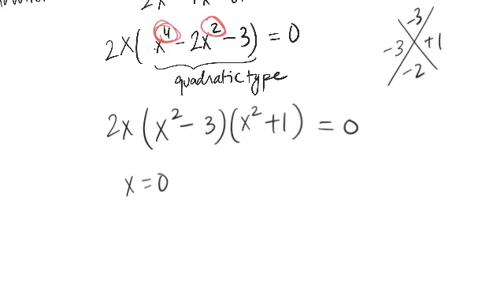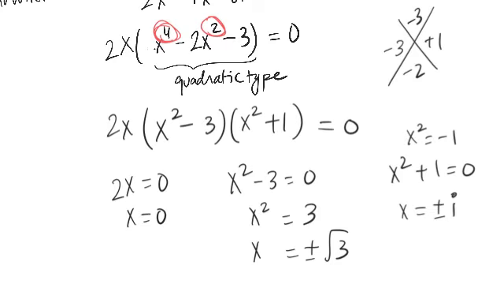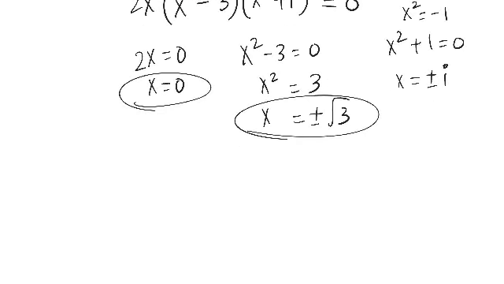X equals 0. That's by setting 2x equal to 0. X squared minus 3 equals 0. X squared equals 3. X equals plus or minus root 3. X squared plus 1 equals 0. X equals plus or minus i, again, because x squared would be -1. And so don't have to worry about that. So my concavity is going to be determined by looking now at a sign chart for f double prime.